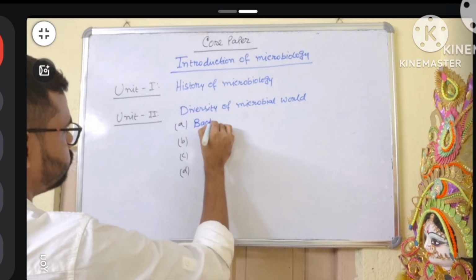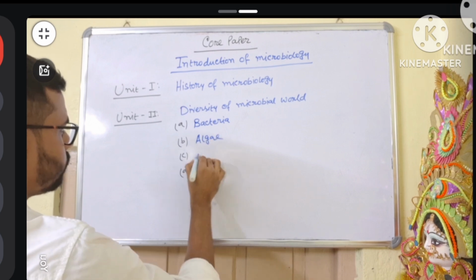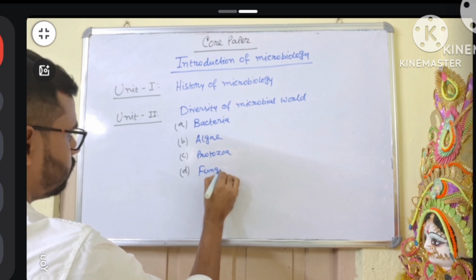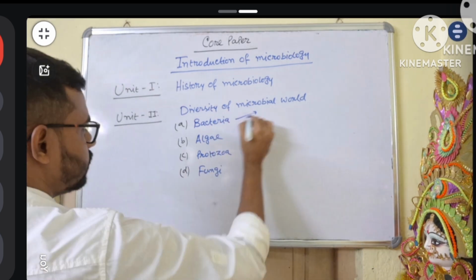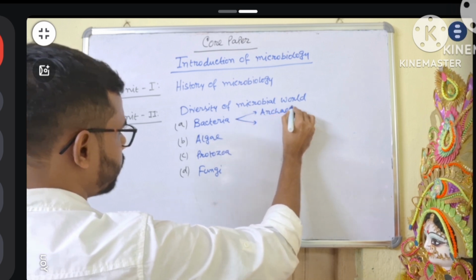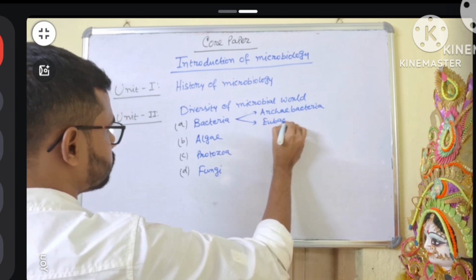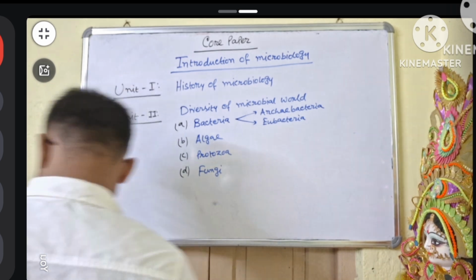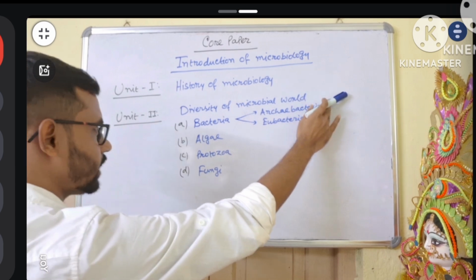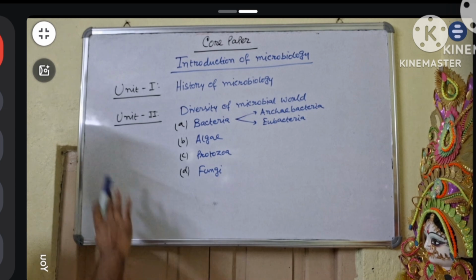Bacteria, algae, protozoa, and fungi. Here in the bacteria, there are two further divisions, archaebacteria and eubacteria. So in unit 2, we go into the details of bacteria, and about archaea and eubacteria separately. Then we go to the algae, fungi and protozoa. That is all about the syllabus.